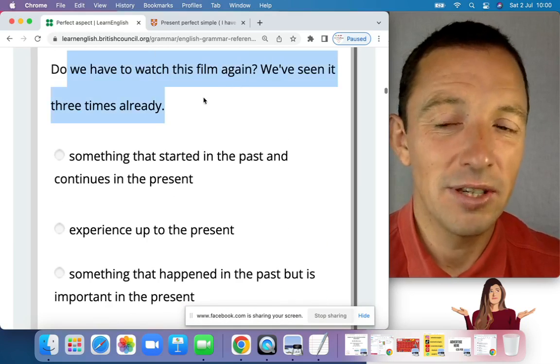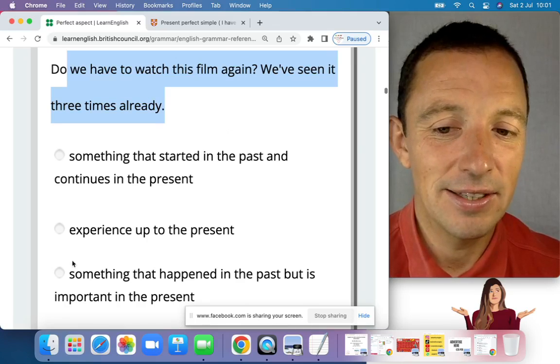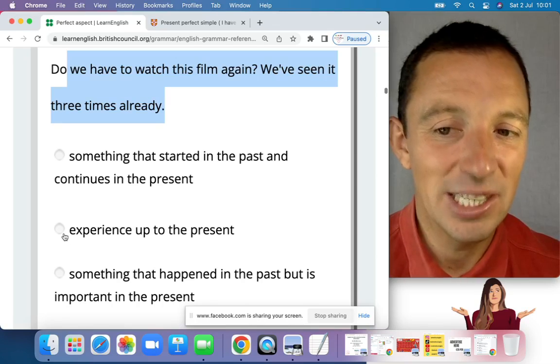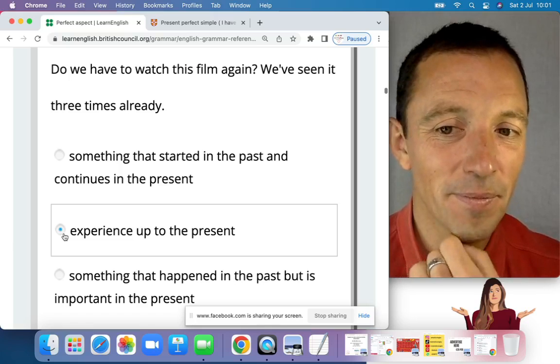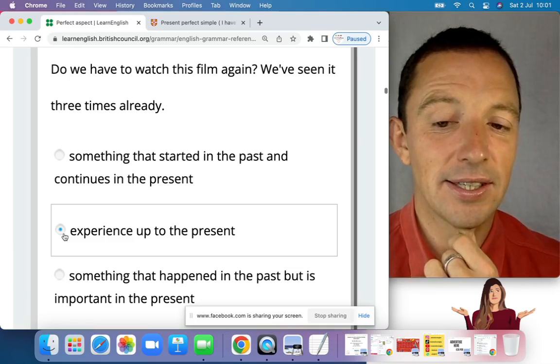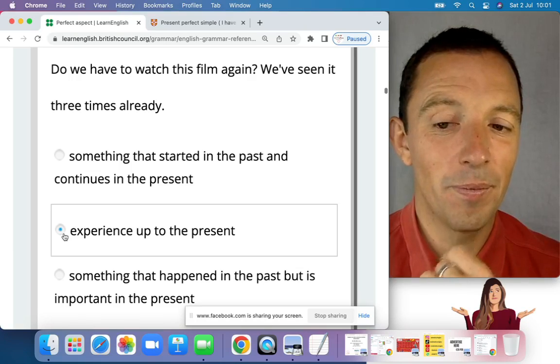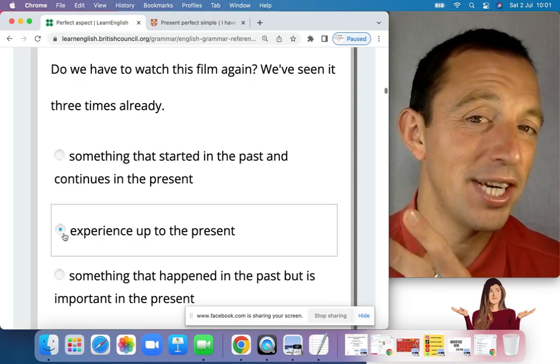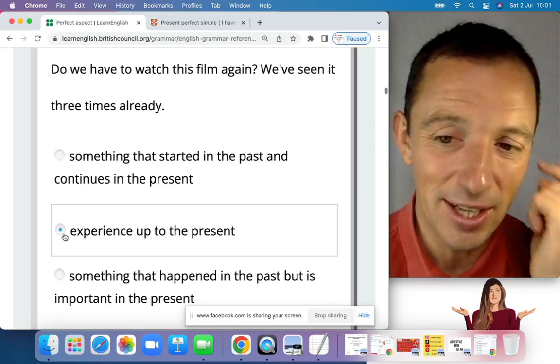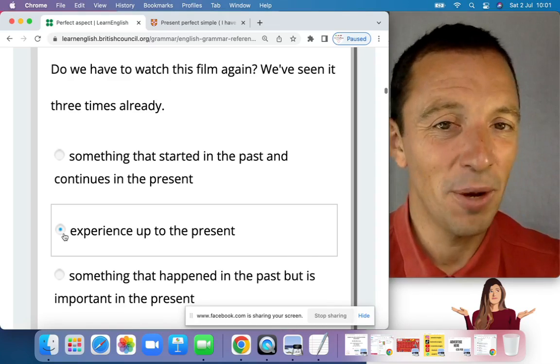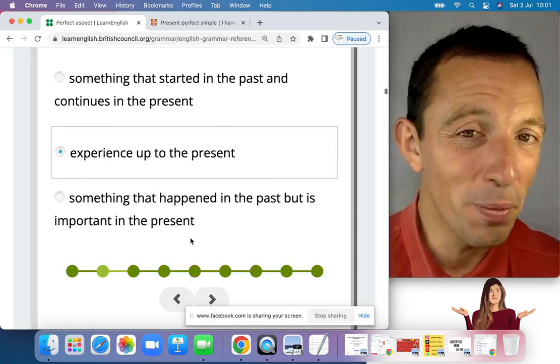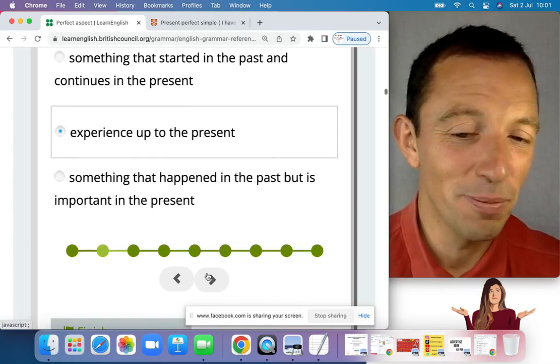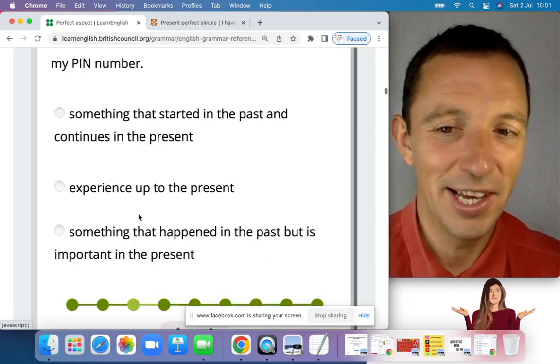Do we have to watch this film again? We have seen it 3 times already, and it's an experience, I think, up to the present. But I think option 3 is definitely a strong option as well. But let's select the second option, because probably that's a little bit more appropriate. Maybe. I'm not totally sure because my memory is not good.